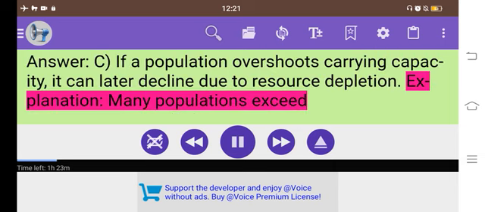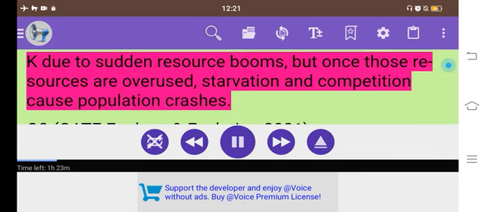Explanation: many populations exceed K due to sudden resource booms, but once those resources are overused, starvation and competition cause population crashes.